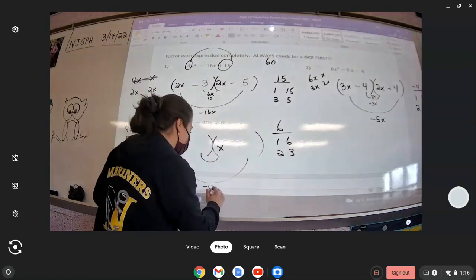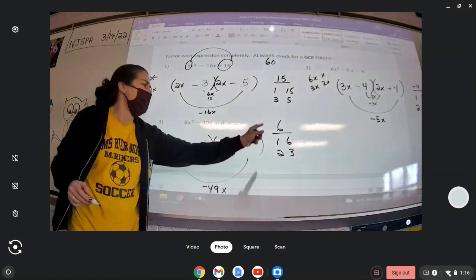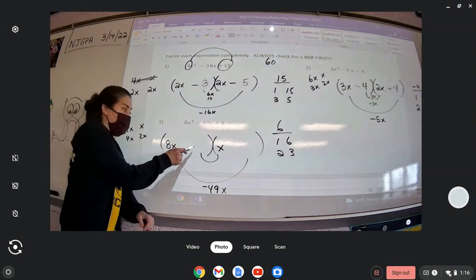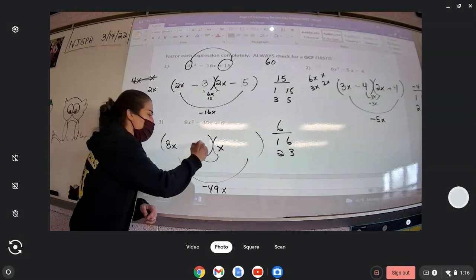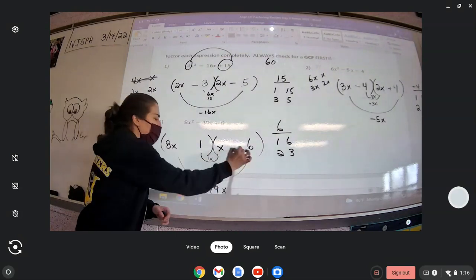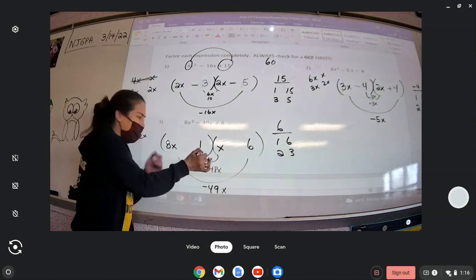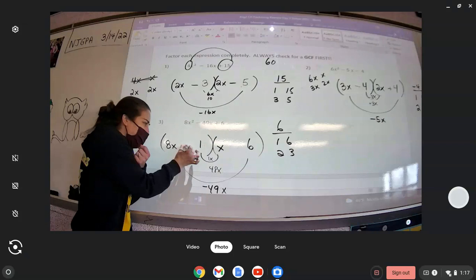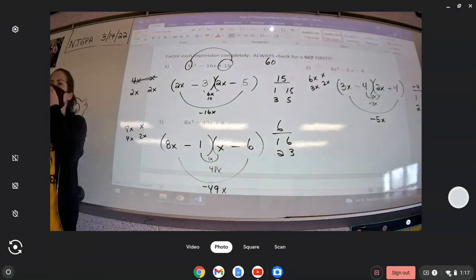Our rainbows had to get us negative 49x's. Who was it? 1 and 6, 2 and 3. 1 and 6. Could 6 go here? No. So it would be 1 and 6. That's 1x. That's 48x's. How do I get them to add to negative 49 and multiply to a positive 6? Negative, negative. Done. All right.